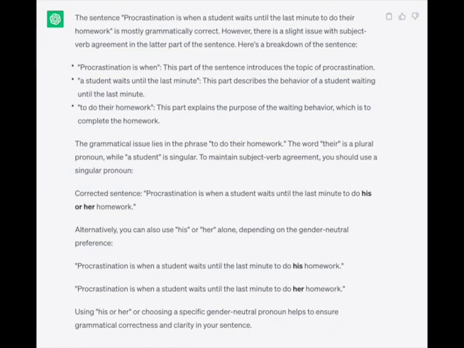ChatGPT then breaks it down into these 3 bullets, each containing an explanation, and then continues to explain that the grammatical issue lies in the phrase "to do their homework." So there is a plural pronoun, while a student is singular. So to maintain agreement between the pronoun and its antecedent, either both need to be singular or both need to be plural. So a couple things just to remember here is, using "they" as a pronoun is becoming more and more acceptable, even if we're referring to a single person.